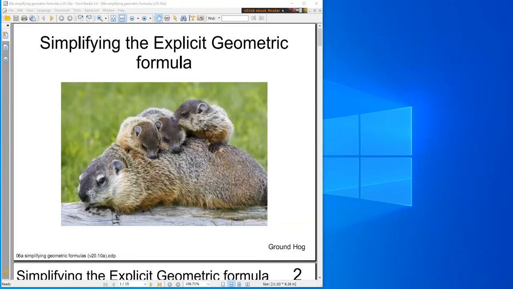Hi, this is Mr. Barr, and in this lesson we are going to simplify the explicit geometric formula. There is a way to simplify them.